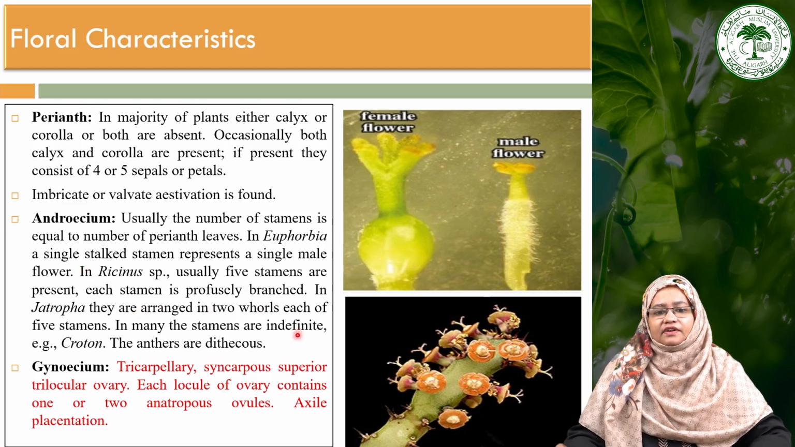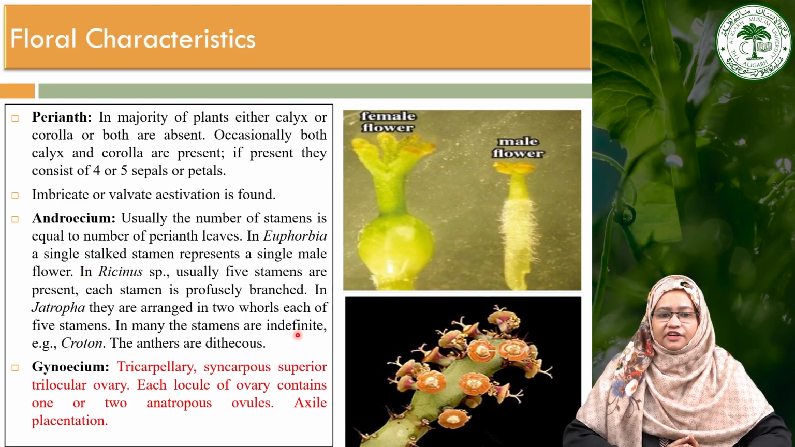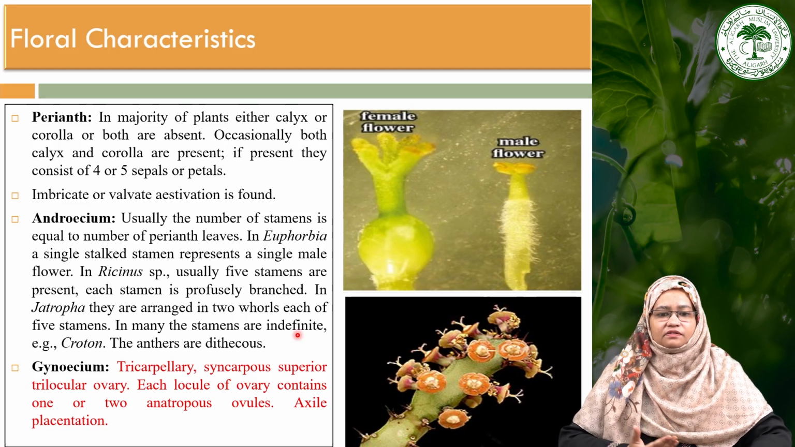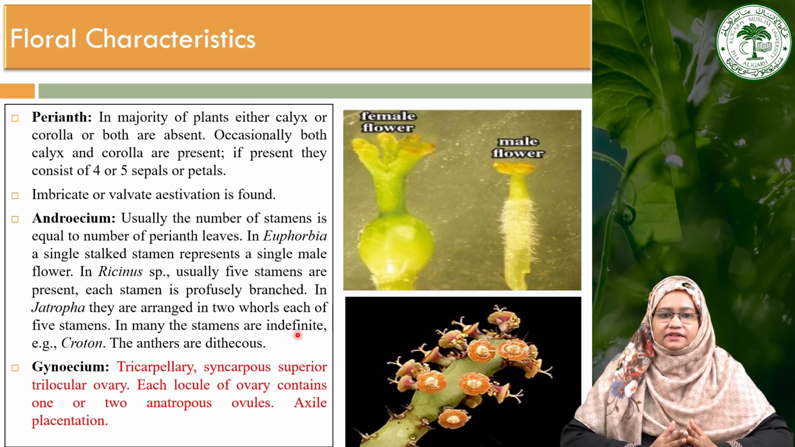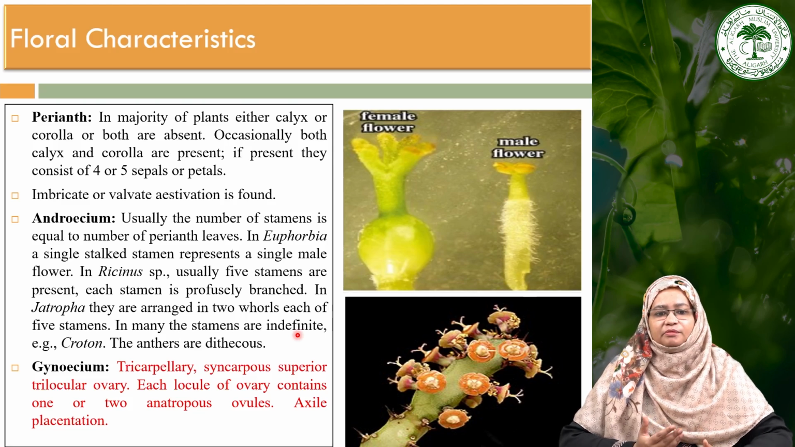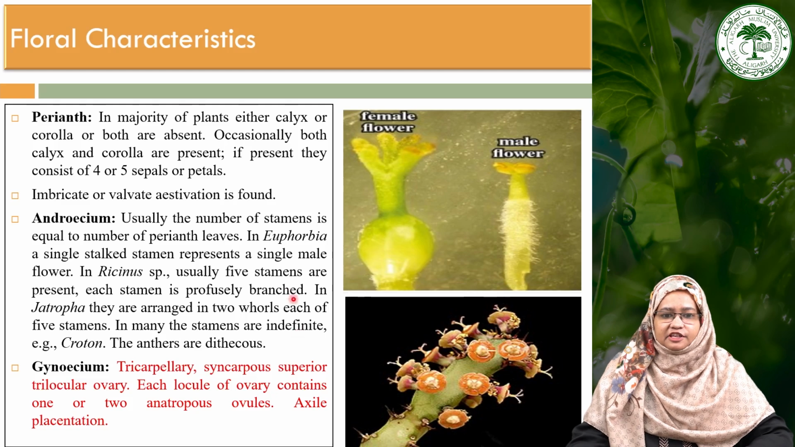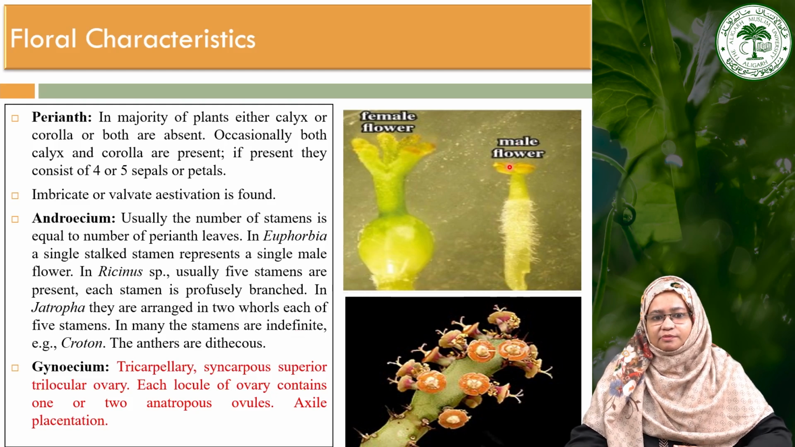In Ricinus, they have 5 stamens, and each stamen is profusely branched. And in Jatropha, they are arranged in 2 whorls each of 5 stamens. In many, the stamens are also indefinite, like in the case of Croton, and anthers are generally dithecous in nature. So if we see the androecium, there is quite a variation present, but in general the number of stamens is equal to the number of perianth leaves, and especially Euphorbia has only a single stamen, and then there is a variation in the number of stamens in different families.